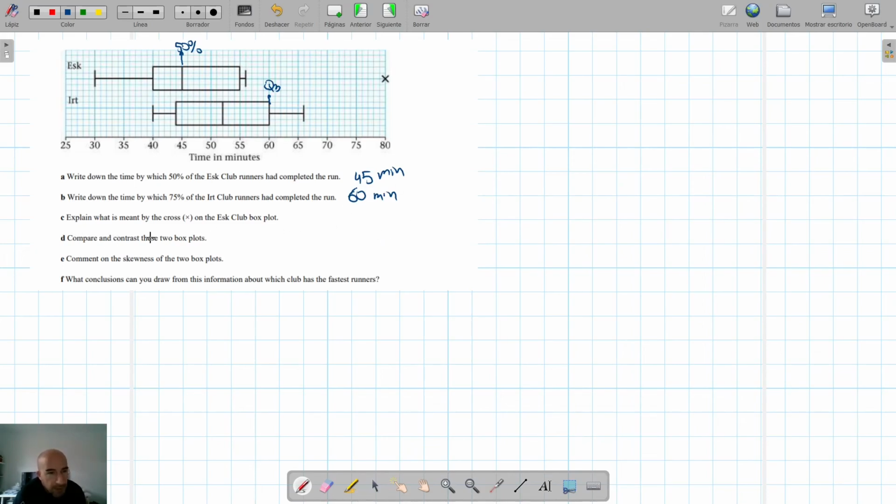Okay, compare and contrast these two box plots. Well, as you can see, IRT is evenly skewed. The ESK is positively skewed, so there are more values on the right, on the top part. So the ESK is positively skewed, and the IRT is symmetric. What conclusions can you draw from this information about which club has the fastest runners? ESK has the fastest runners because it has the lowest value. The times are lowest in the ESK. Okay, so I hope this helps.